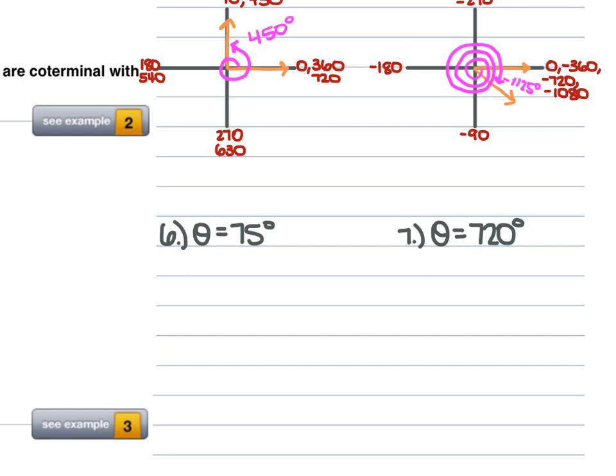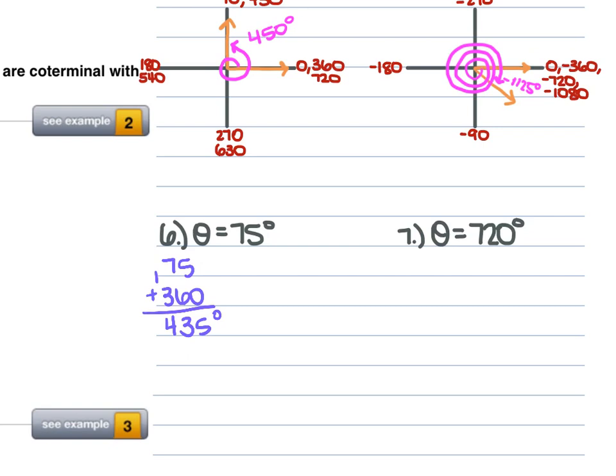So for 6, we have 75 degrees. So to get our positive coterminal angle, we're going to start with the 75. We're going to add 360. So the 5 plus 0 is 5. 7 plus 6 is 13. 3 plus 1 is 4. So our positive coterminal angle for this one is 435 degrees.